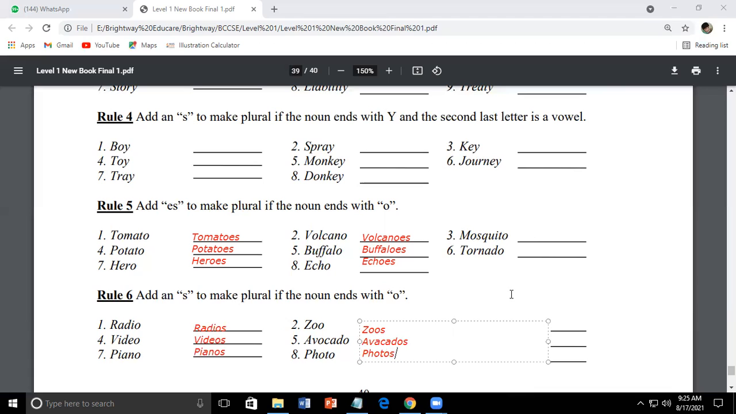So you can see that rule number 5 and rule number 6, both are similar. At the end of the word, we have O. The word is ending with an O, but in rule number 5, you have to add ES to make it plural, and in rule number 6, you have to add S to make it plural. Again, I repeat, my friends, there is no justification. I have not found anything to identify where ES will go and where S will go. If you find anything, kindly put it in the comment section.